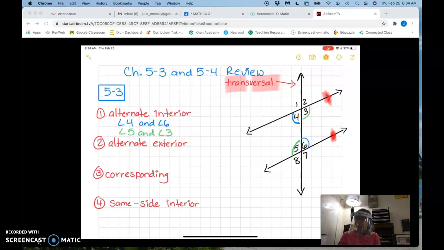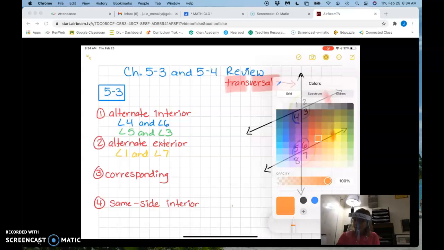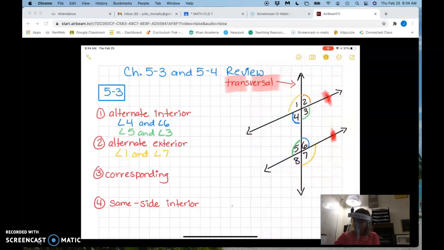All right, now what would be alternate exterior? 1 and 7, right? Yes, there you go. Now you're on it. And then 2 and 8. Okay, and then corresponding angles are in the same position.